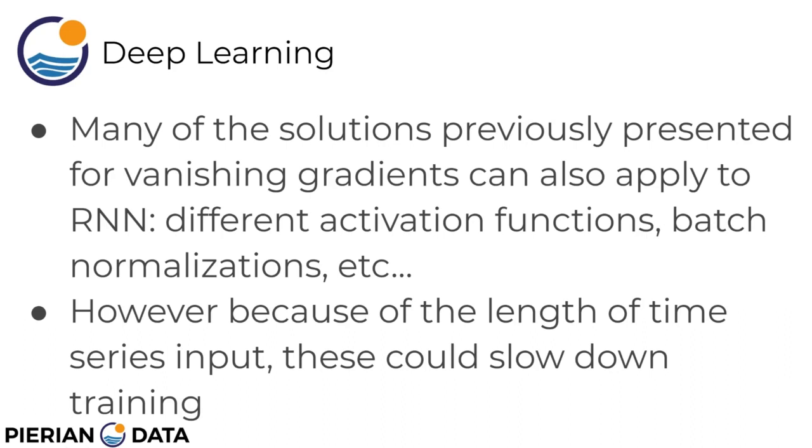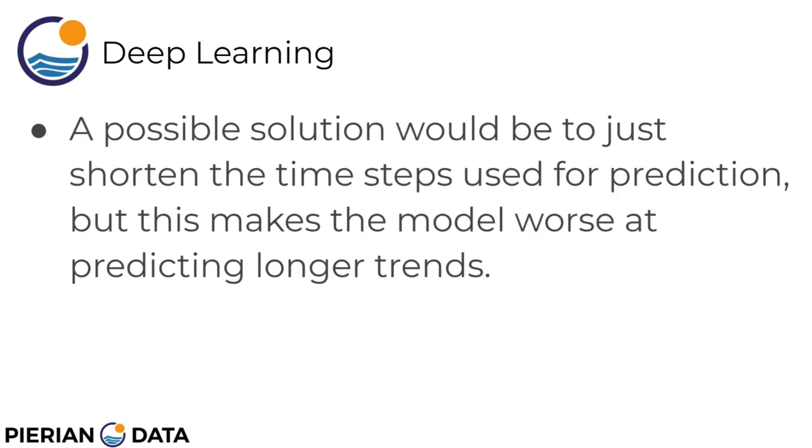However, because of the typical length of a time series input, especially if the time series happens to be really long, using those different activation functions or some of those other solutions could actually slow down training time. Now, a possible solution to that would just be to shorten the actual time steps that you're using for prediction. So maybe instead of looking back 24 time steps for the 25th prediction, you just look back 3 time steps to get the next prediction.